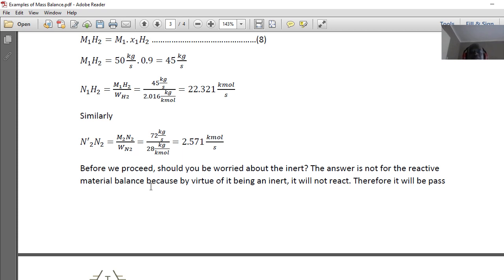And then before we proceed, should you be worried about the inert? This is a question that anyone should ask themselves, because I already told you that everything should be converted into moles. What about the inert? Well, the answer is no. Because the inert is not reactive, nothing will happen to it in the reactor. Therefore, it will just pass through, so the exact amount that comes in will come out. For our example, we don't even need to know its number of moles. You don't have to worry about it because it will not change. Its amount, its mass, will not change throughout the process.